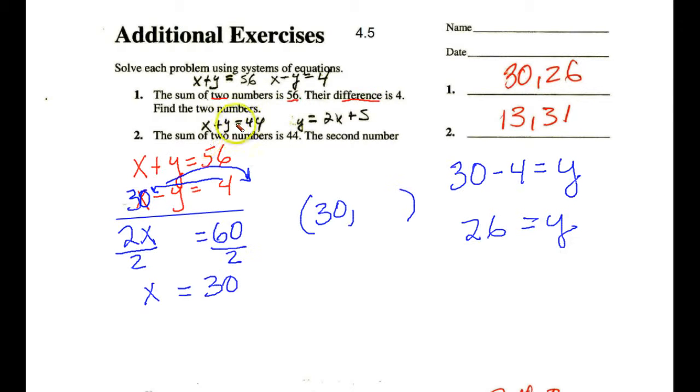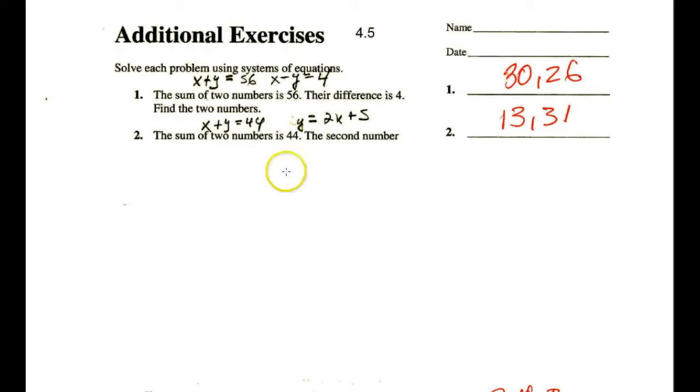Here we have the sum of two numbers. Again, our first number is x. Our second number is y. X plus y equals 44. And it looks like I've cut out some of the other. The second number, which is y, is 5 more than twice the first. So the second number is 5 more than twice the first. Sorry about that. I guess I cut that out.